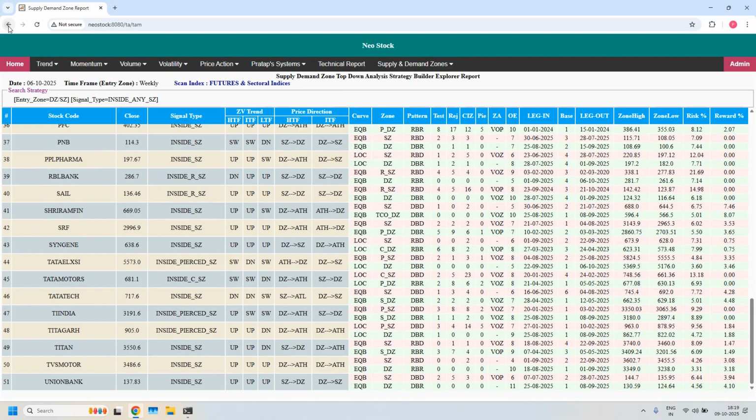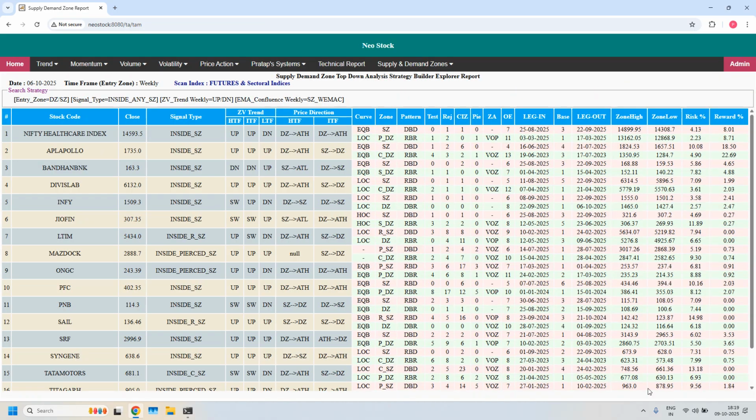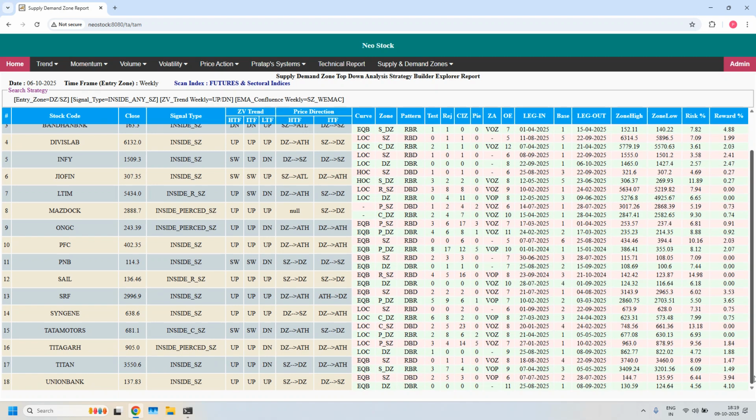We can further filter based on weekly supply zone having weekly EMA confluence, and also the trend on the weekly should not be sideways. It can be up or down. Now the list is reduced. First 15 stocks in the list. Scrolling the list down. Total 18 stocks are filtered. So this is about the weekly time frame.